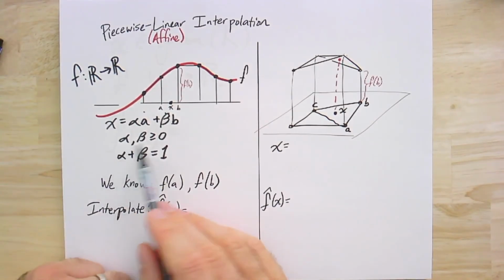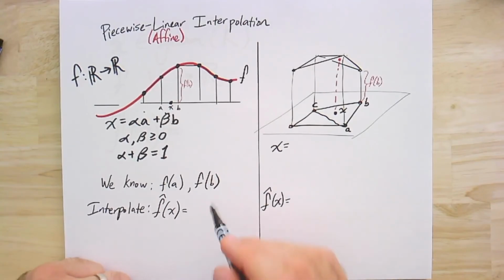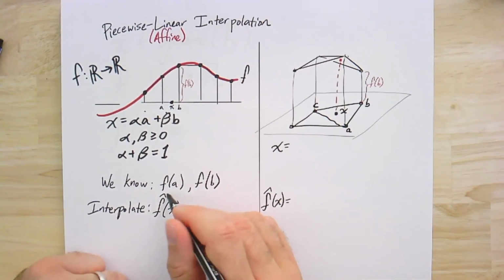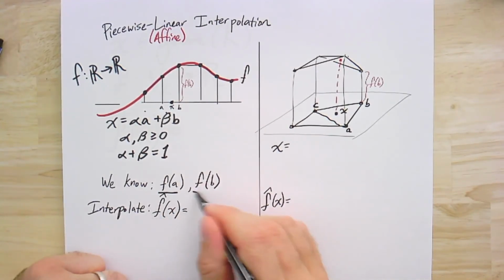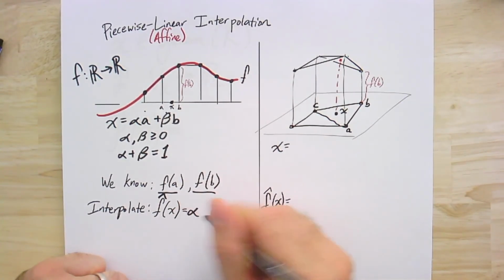But for any alpha and beta that have this property, I get a point on the line segment between a and b, and if I know the value of the function at a and b, so I know f of a and I know f of b, I can do this interpolation, which fills in the gap between them. So I put a little hat over f here. This is my approximation, and the approximation is quite simple.